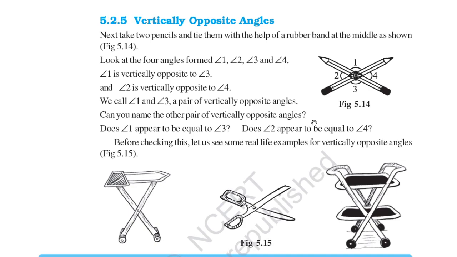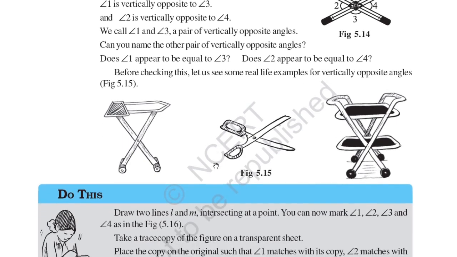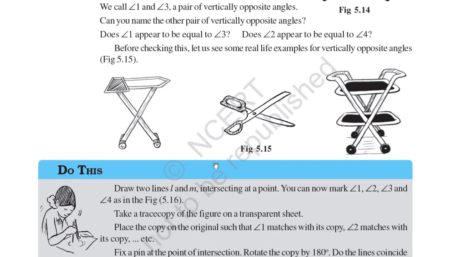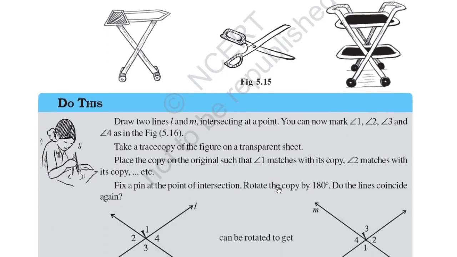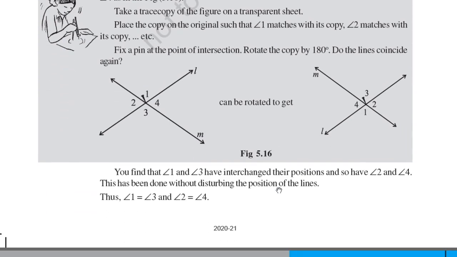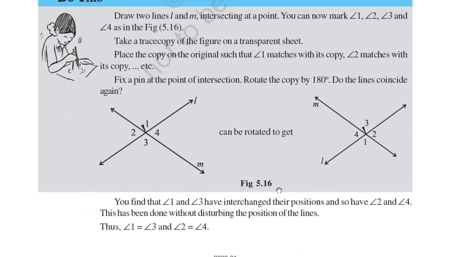So it is the same, it is equal. Before checking this, let us see some real life examples of vertically opposite angles. So our figure 5.15. So you can see figure 1, figure 2 and figure 3. So there is a do this section. Draw two lines L and M intersecting at one point. You can now mark angle 1, angle 2, angle 3 and angle 4 as in figure 5.16. So you can see here.